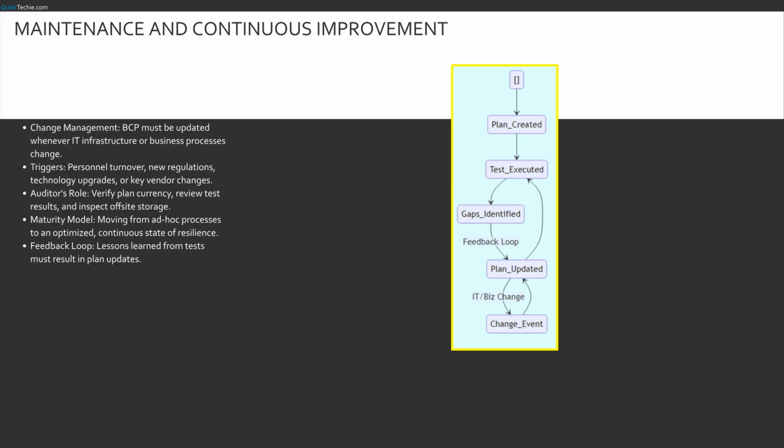This state diagram shows the maintenance cycle. The plan is created, then tested. Testing identifies gaps. These gaps feed back into updating the plan. Simultaneously, external change events, like a new server, also force a plan update. This continuous loop ensures the plan never goes stale.